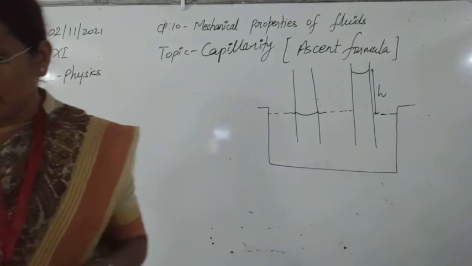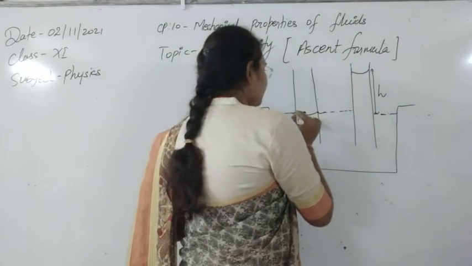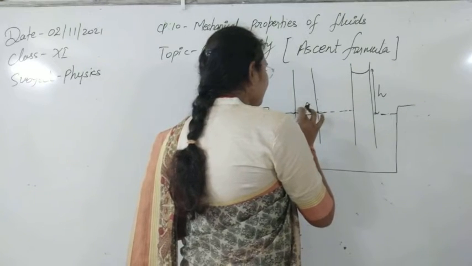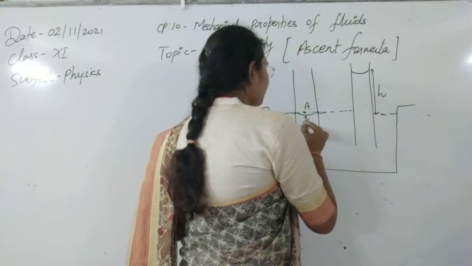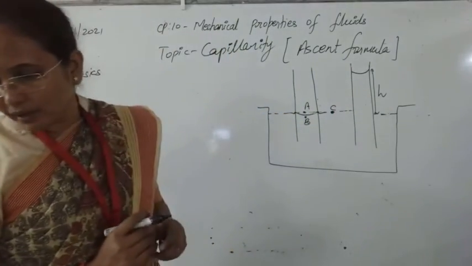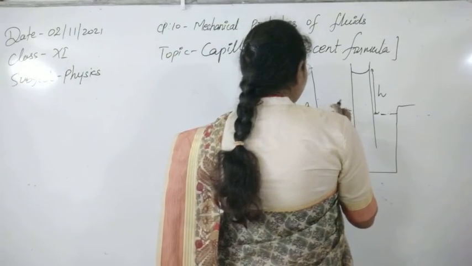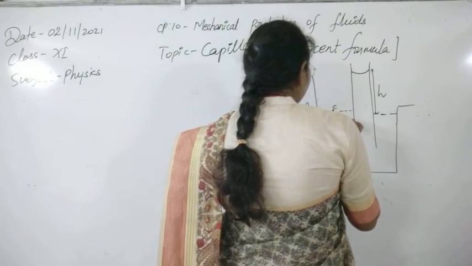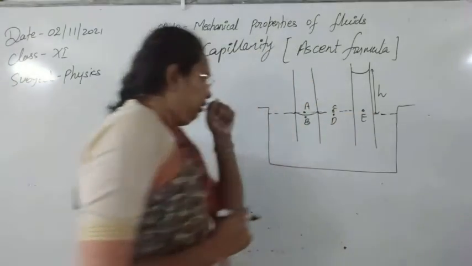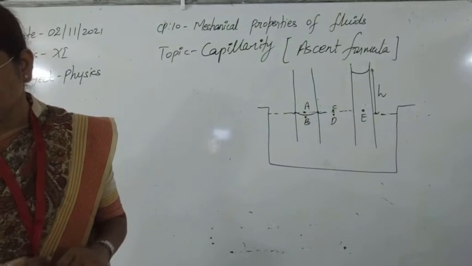So first let's see one by one. Suppose this is our point A, at the level of this one. This is point B. This is point C here. Another point that you can take above this one, this is D. This is point E. So these are the number of points that we have taken.